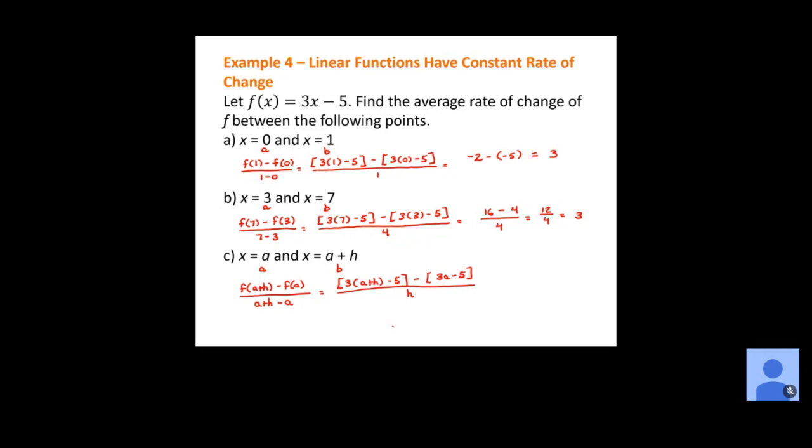Now we need to simplify our numerator. So I'm going to go ahead and distribute here first. So that's going to give us 3a plus 3h minus 5. Then I'm going to distribute this minus to both of my terms in the brackets down here. So that's going to give us minus 3a and plus 5 all over h.